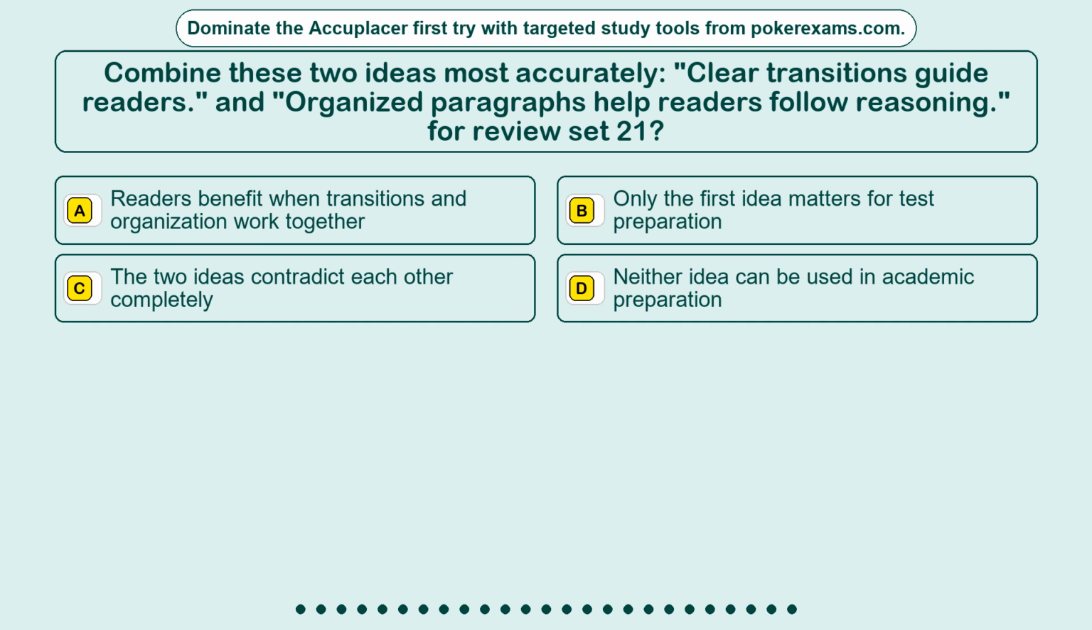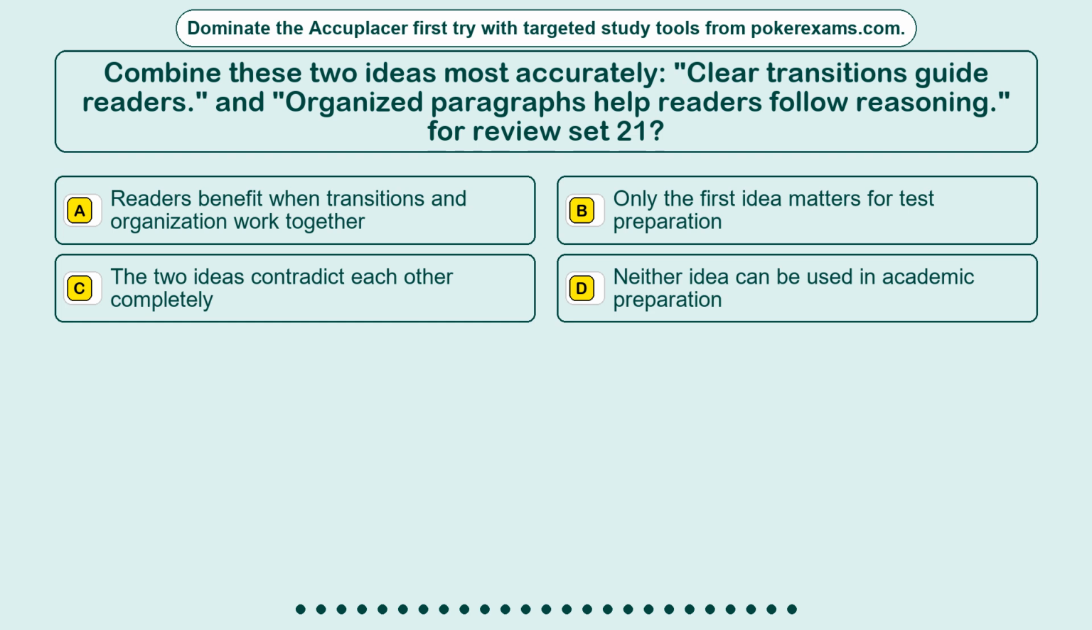Question 17. Combine these two ideas most accurately. Clear transitions guide readers, and organized paragraphs help readers follow reasoning. For review set 21. Option A. Readers benefit when transitions and organization work together.